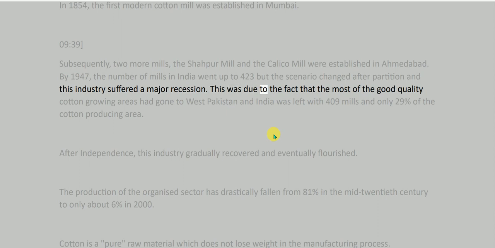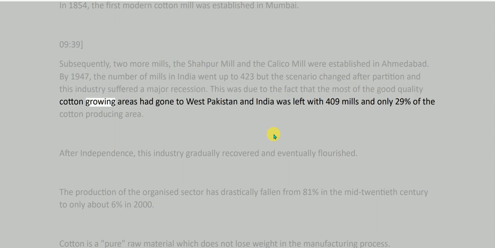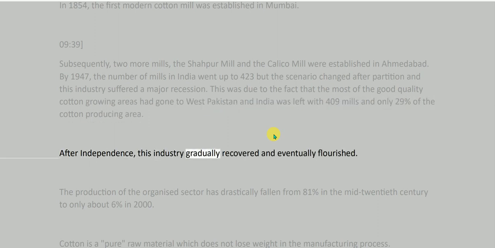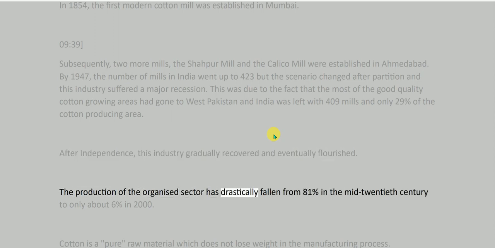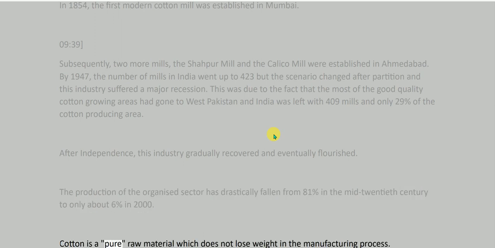This was due to the fact that most of the good quality cotton growing areas had gone to West Pakistan and India was left with 409 mills and only 29% of the cotton producing area. After independence, this industry gradually recovered and eventually flourished. The production of the organized sector has drastically fallen from 81% in the mid-20th century to only about 6% in 2000. Cotton is a pure, raw material which does not lose weight in the manufacturing process.